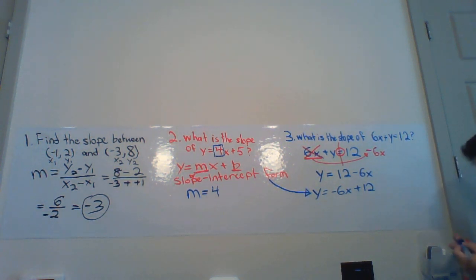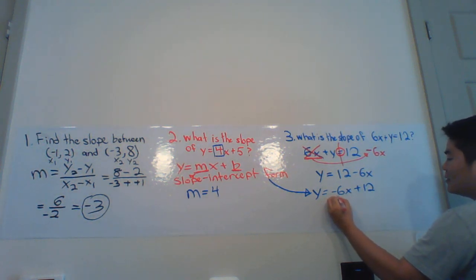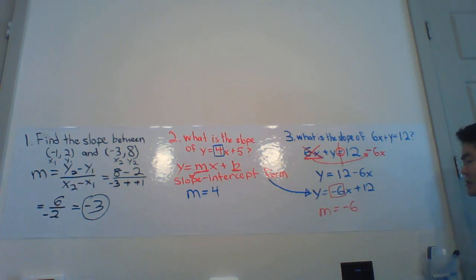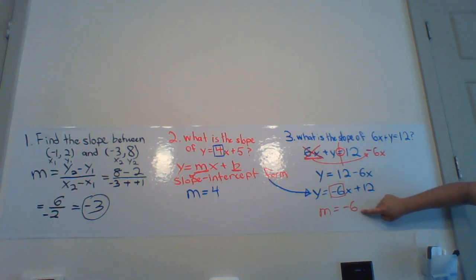And since it becomes slope-intercept form, all I have to do is look at m, or the number in front of x here. And I know that m is negative 6. If you look at the beginning of this problem, so this 6x plus y equals 12, you'll see that it was a positive 6. But down here, our actual answer is negative 6. So you actually have to be careful with problems in standard form.